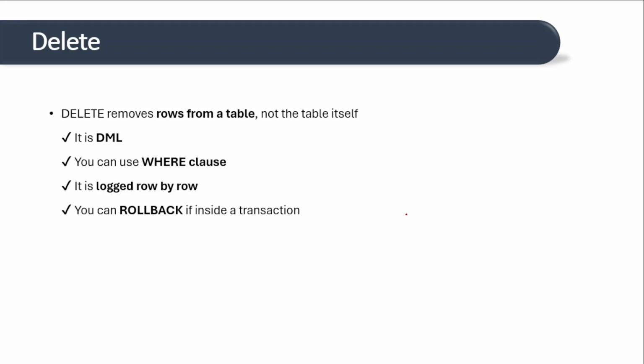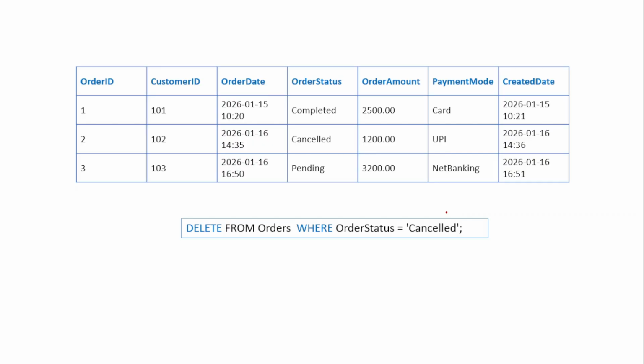So let's see a short example which you can showcase in the interview. Let's suppose you are working in a product company where the orders table stores daily transactions. Now you want to delete selected records where order status is cancelled. So in this case, the delete statement removes only those rows from the orders table where the order status is cancelled, while keeping all other orders and the table structure intact.